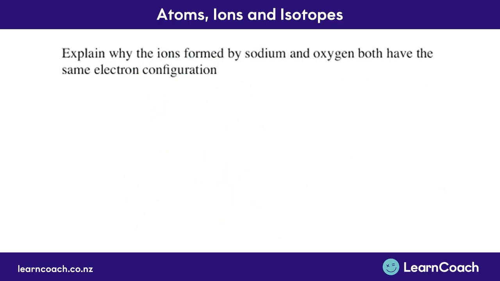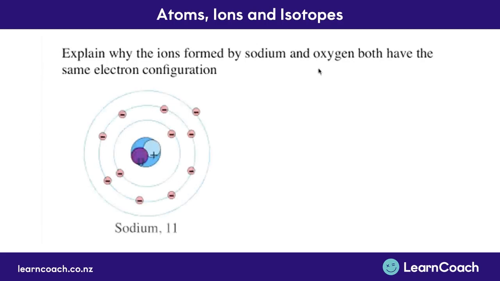Right, let's try a question now. Explain why the ions formed by sodium and oxygen both have the same electron configuration. Now we're talking about ions. That means these are atoms which have gained or lost electrons in order to get a full outer shell. Now if you look on your periodic table, sodium is 11, it has 11 protons, and oxygen is 8. So let's draw these out now.